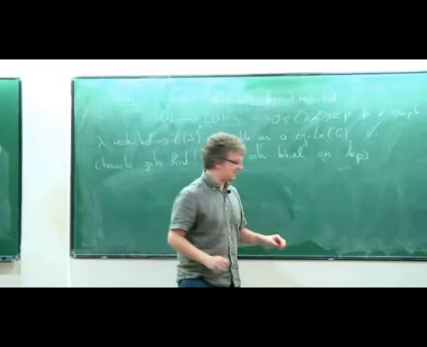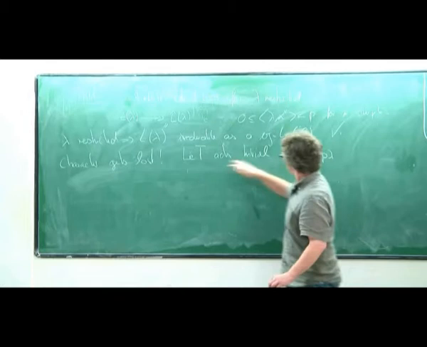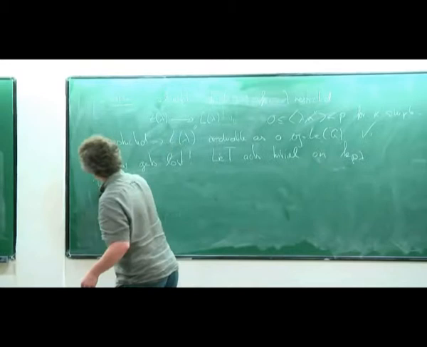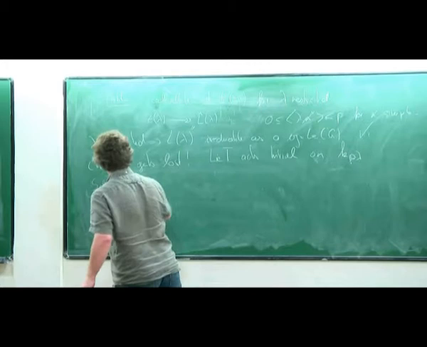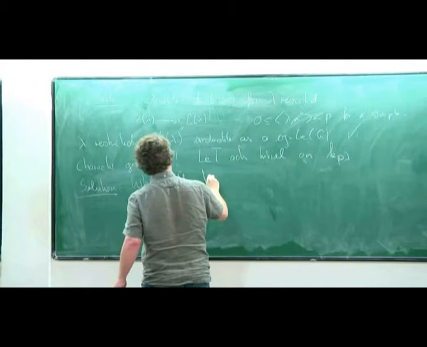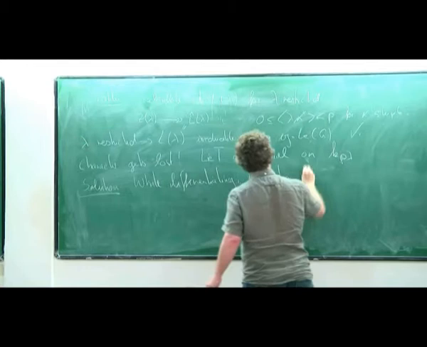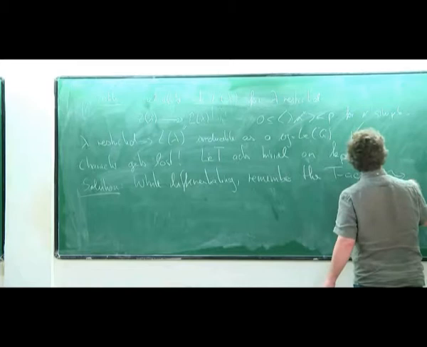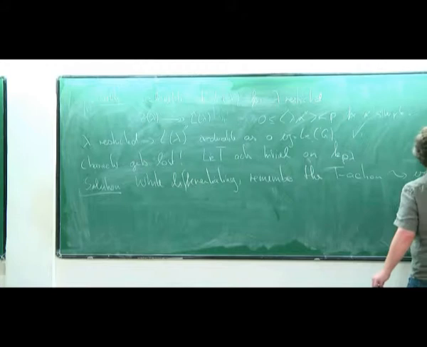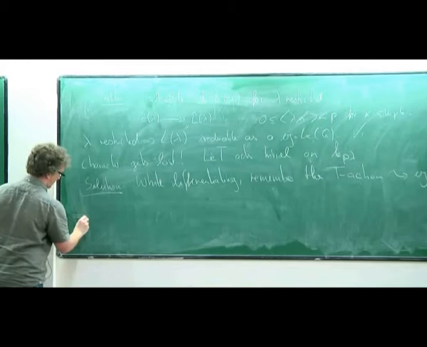So the character gets lost because the Lie algebra acts trivially on these weight spaces, p lambda. So the solution is: remember the T action while differentiating. This yields in the end G-T bimodules, a kind of Harish-Chandra type situation.